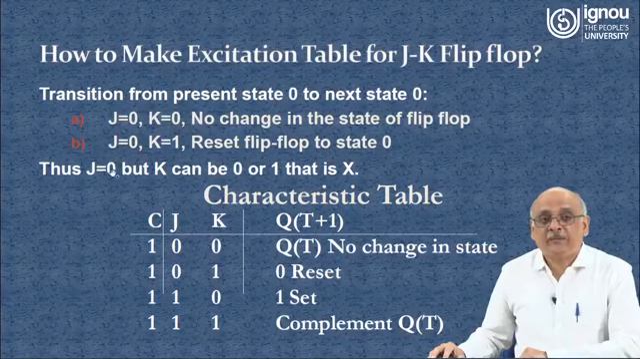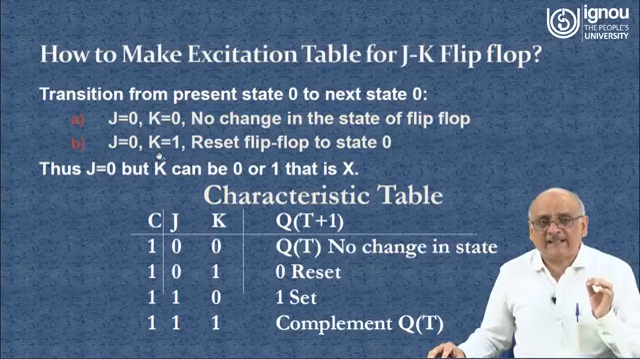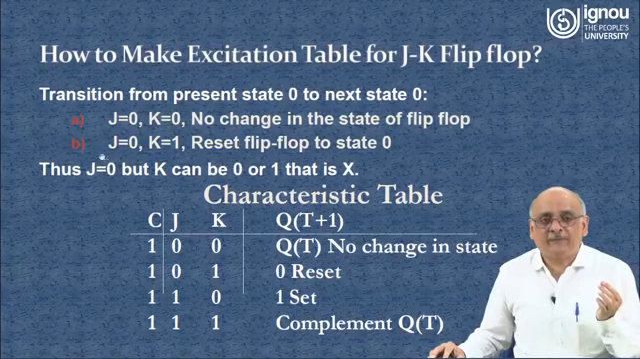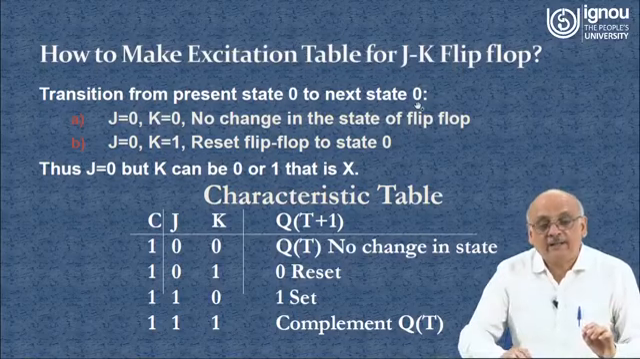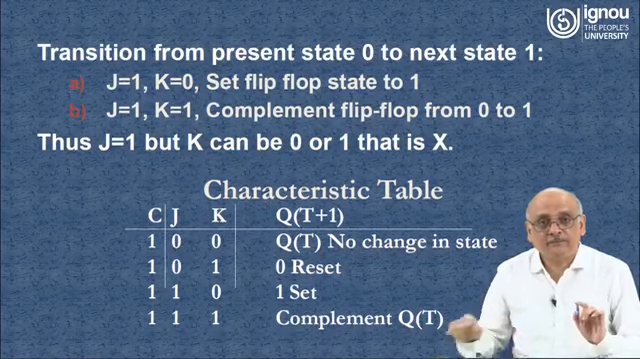So what does it mean? If the flip-flop is in state 0, to make it remain in state 0, what is the necessary condition? I put J as 0, but K can be 0 or 1. That means it does not matter, right? So K can be either 0 or 1. If the flip-flop is in state 0 and J is 0, then K does not matter. The next state of the flip-flop is going to be 0. So this is the first entry of the excitation table.